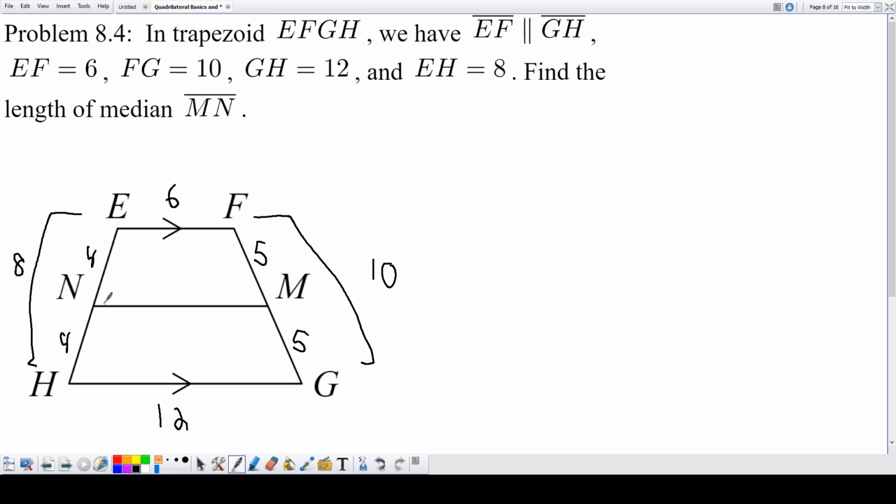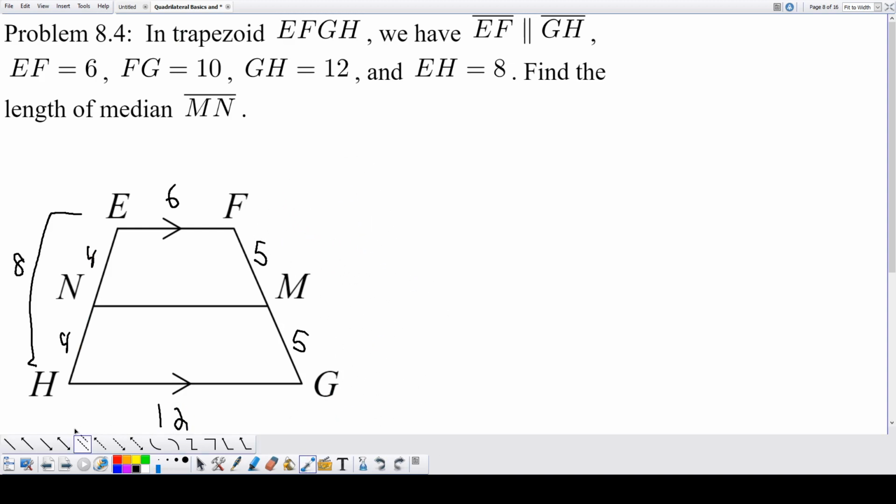Well, if there was a way to show that MN was parallel to EF or HG, we could create a proportion with that. But I don't have any obvious way to do that right now. The only thing I really know is that HG and EF are parallel. Well, parallel makes me think of congruent angles. But the only way I could get congruent angles in this diagram is if I were to extend the lines EH and FG so that they made a triangle. So let's actually do that.